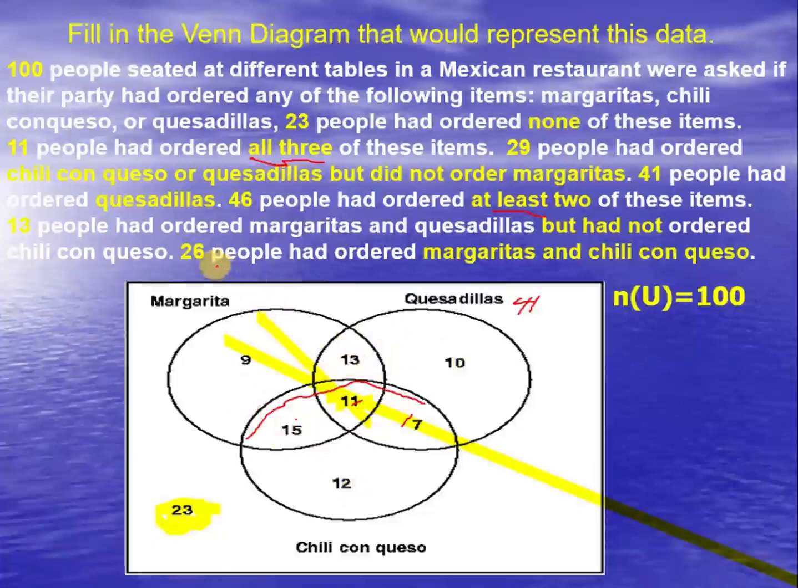Now the last part of the question says that 26 people had ordered margaritas and chili. So we have those ordered for margaritas and chili. Now remember, it didn't say "only" or "but not" this one. So the whole of this region is margaritas and the whole of this region is chili. So where is their intersection? Their intersection is here.